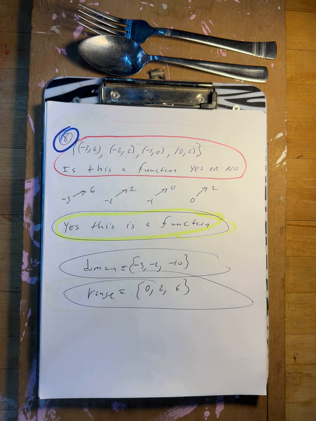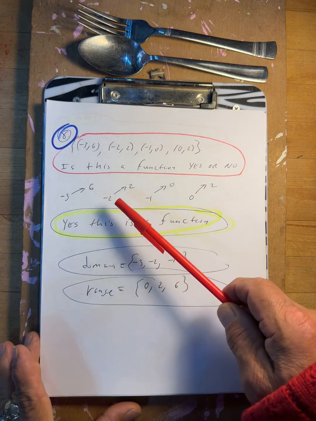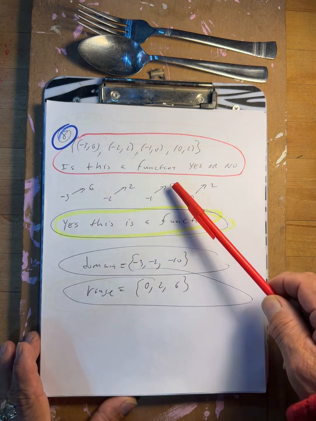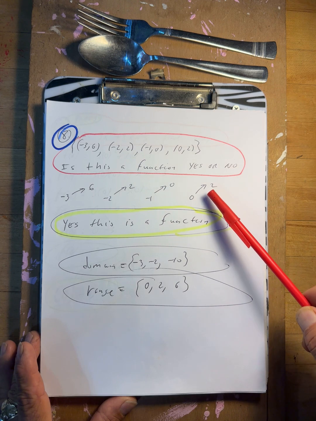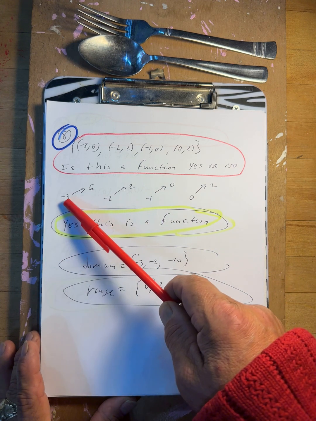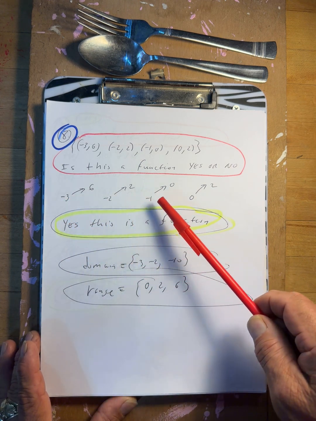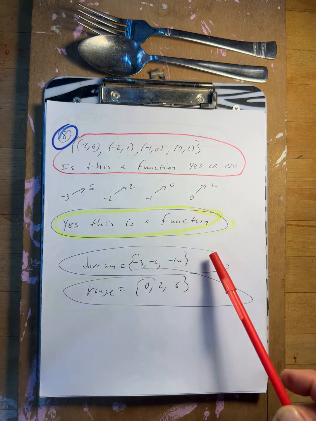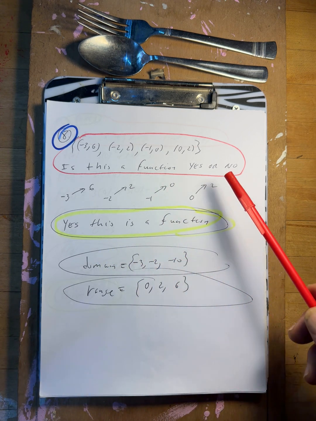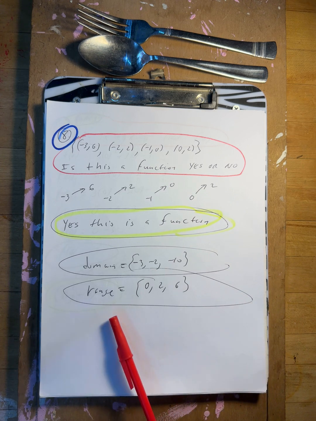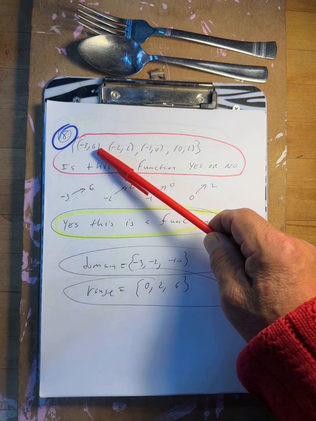This one. Is this a function? Yes or no? Relation. Well, let's see. Negative 3 goes to 6. Negative 2 goes to 2. Negative 1 goes to 0. And 0 goes to 2. That's it. This doesn't go to 2 places, does it? Nope. Okay. Yes, this is a function. Domain: all the first numbers you see. Range: all the second numbers you see.